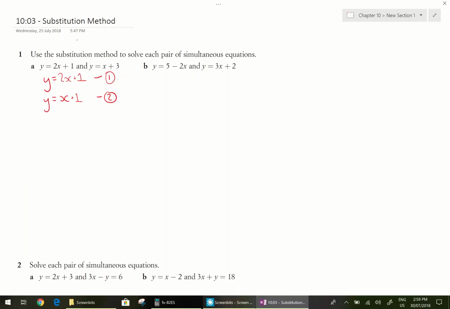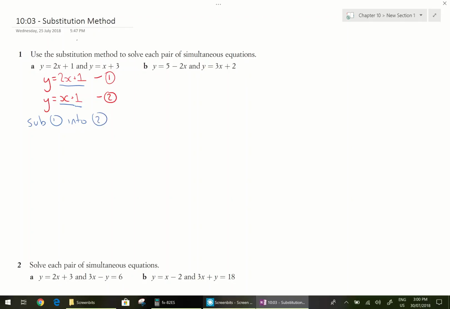I just want to show you something a little bit different on the side here. If we're saying 6 equals 3 plus 3, but 6 also equals 3 times 2, couldn't we just say then that 3 plus 3 is equal to 3 times 2? And that's essentially what we're going to do here in question 1a, because we're saying if y equals 2x plus 1 and y also equals x plus 3, then this must be equal to this. So with the substitution method, we're going to sub 1 into 2.